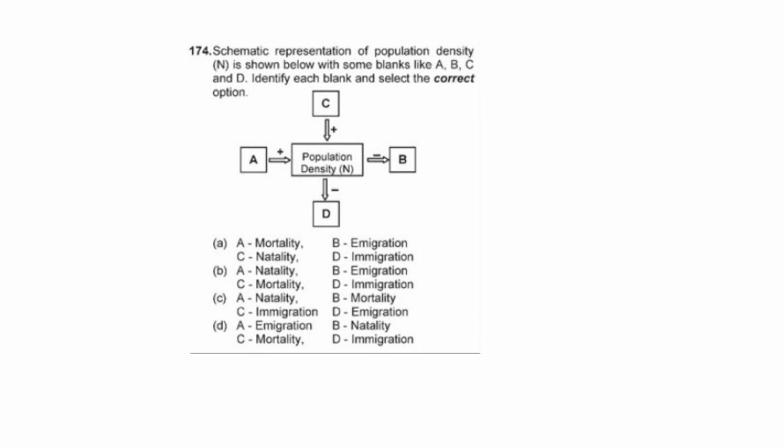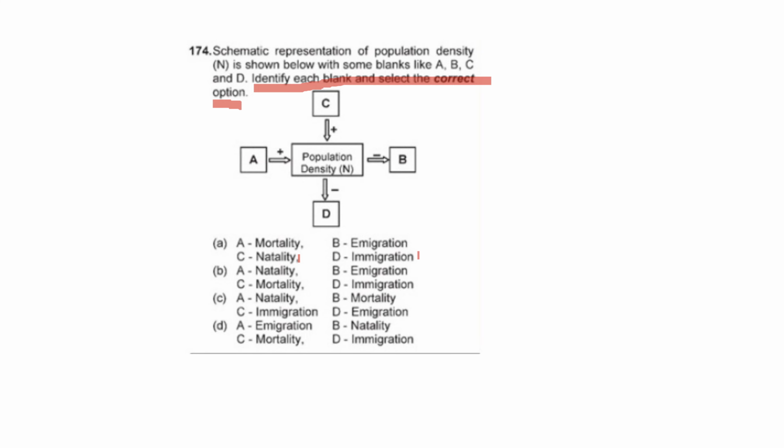Okay, with that technique in mind, let's try solving this question. First, let's go to the last line. It says identify each blank and select the correct option. So we are supposed to identify these blanks. We have a look at the picture and it says population density, and we can see there are a few things. A and C is the one which is adding into the population density. We'll just buffer through the options. It shows mortality, natality, immigration, immigration. So what do you think, which of these four things might add on to the population density? It is probably the natality and it is immigration.